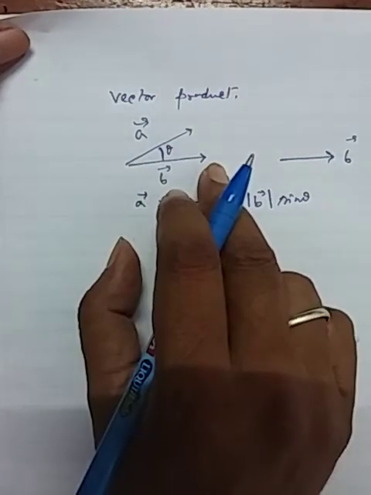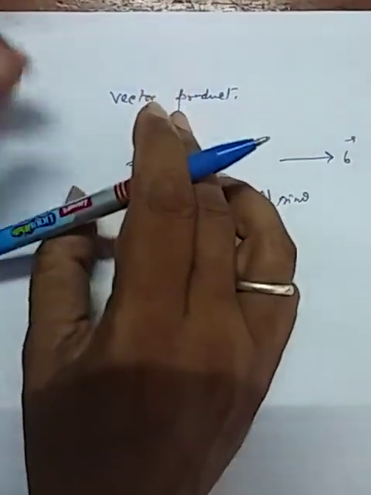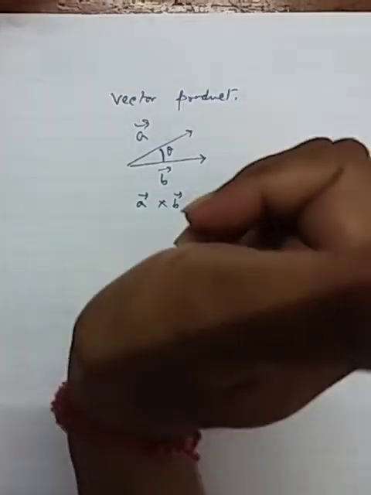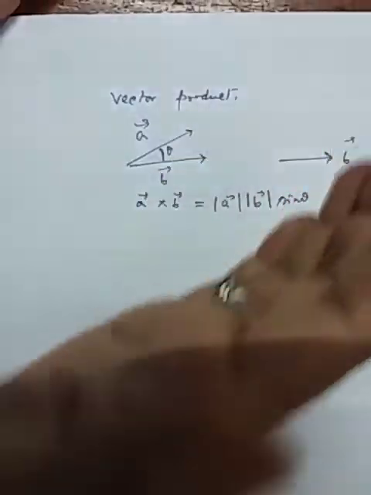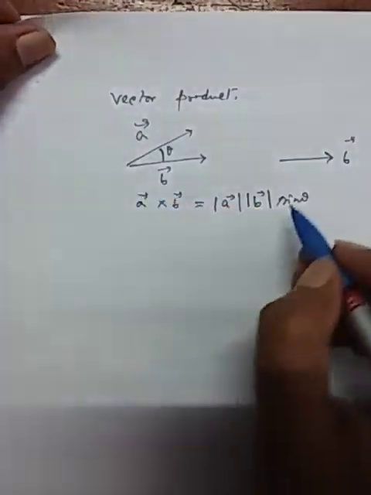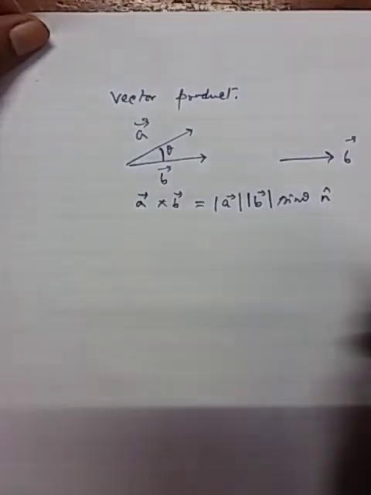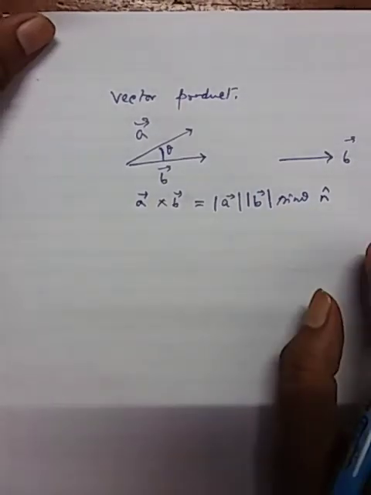And what is the direction? The direction can be obtained from the right hand rule. From A to B, my thumb goes downward. So the product is this, and its direction is given by this n cap. This is the formality of writing vector product.